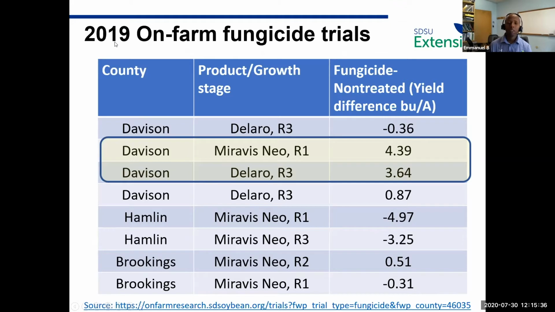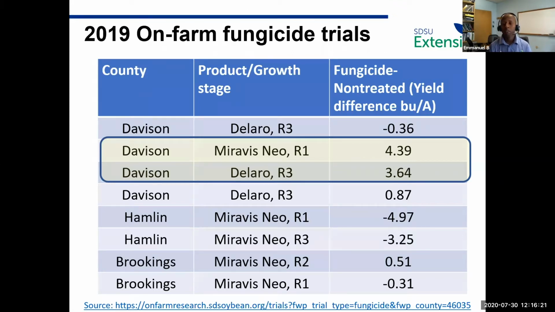But for the most part, and this is just looking at 2019, they have trials all the way from 2016. And when you look at the majority of the on-farm trials where a fungicide was applied either at R1 or R3, you don't see a good consistent response to fungicide application. So here it can be seen in this table, just 2 trials in Davison County where you had some positive response to fungicide application. But for the most part, you don't see really a good response that's consistent where you apply a fungicide in soybeans, even considering the strip trials.